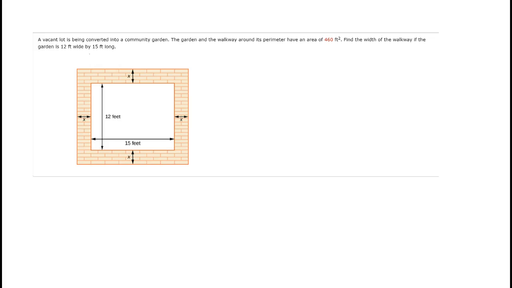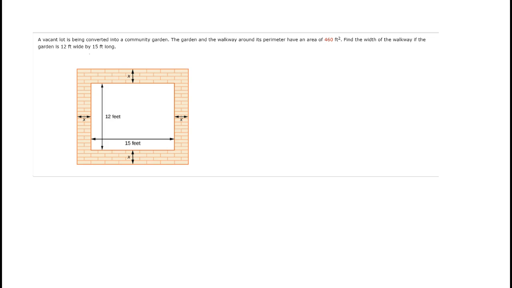Okay, so it looks like we have a vacant lot. It's being converted into a community garden. The garden and the walkway around its perimeter have an area of 460 square feet. Find the width of the walkway if the garden is 12 feet wide and 15 feet long.